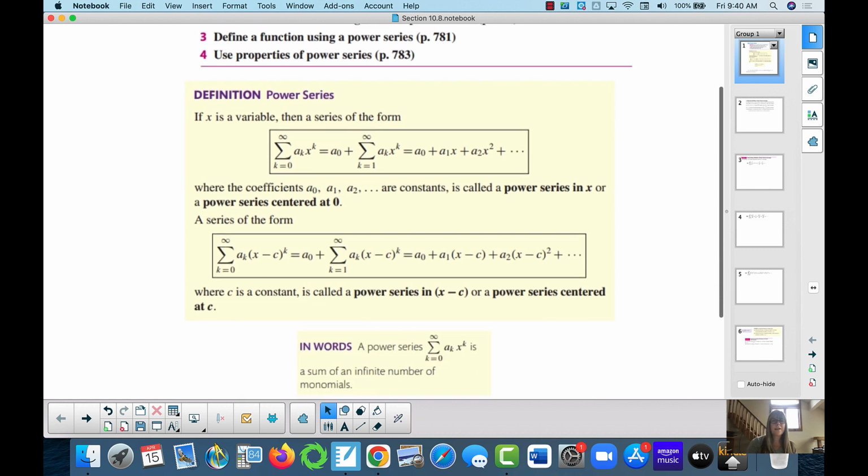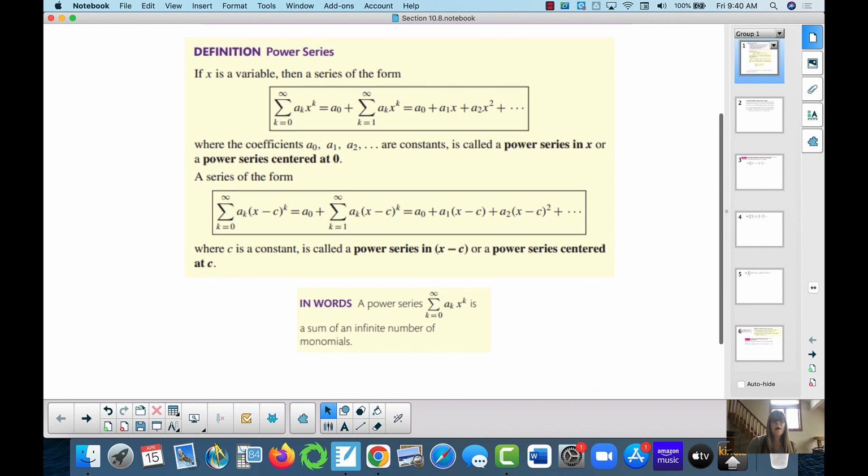So first, what is a power series? A power series is one where you have just a number times x to a different power. So a sub 0 times x to the 0 power, then x to the 1 power, then x to the 2 power, and so on. That's called a power series in x, and that is a power series centered at 0.